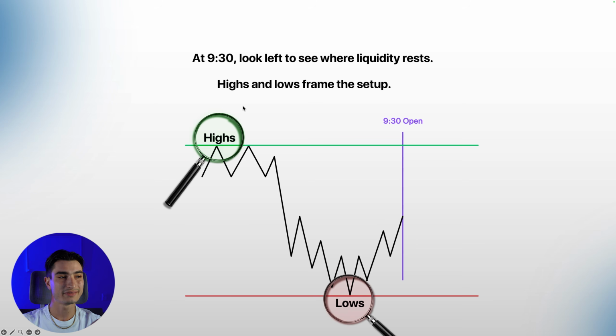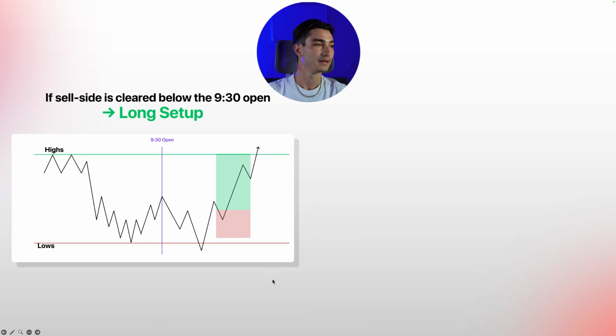Once you look left, the highs and lows will frame the setup. So as soon as you look left at 9:30, those highs and lows are going to give you the respective setup that we're looking for in the One Setup for Life. If sell side is cleared below the 9:30 open, that is going to potentially create a long setup. So looking at the 9:30 open here, market drops, clears out a low below the 9:30 open, and then that's going to create the next price run to the highs above the 9:30 open.